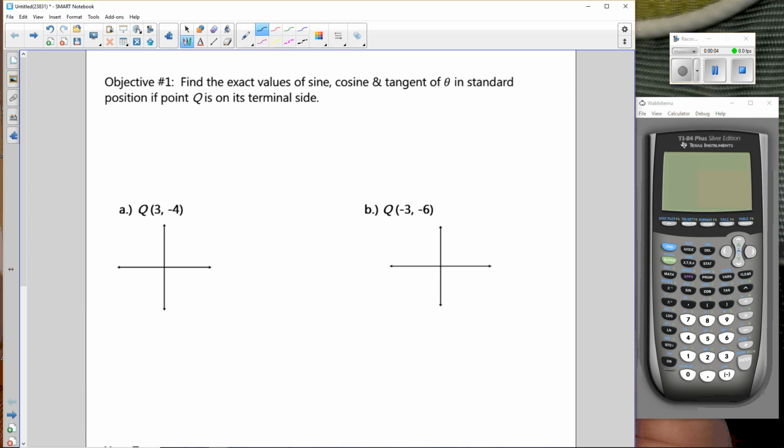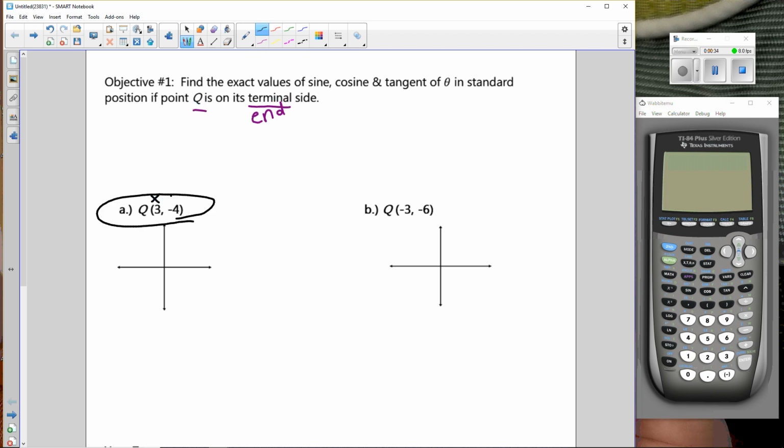All right, so objective number 1 says we're going to find the exact values of sine, cosine, and tangent of theta in standard position if point Q is on its terminal side. The instructions look a little bit unfamiliar here, but we do know what terminal means, and that means the end of some angle. And we know point Q is on the terminal side. So there's going to be a couple formulas. You should recognize the problems here.